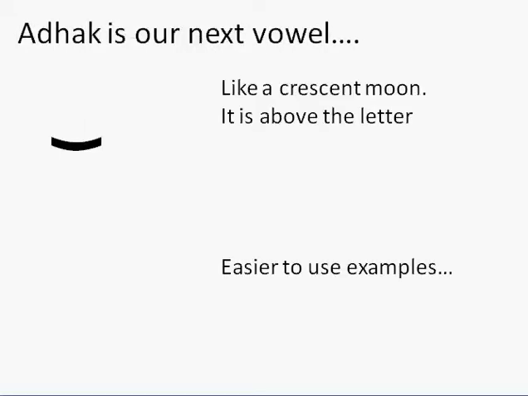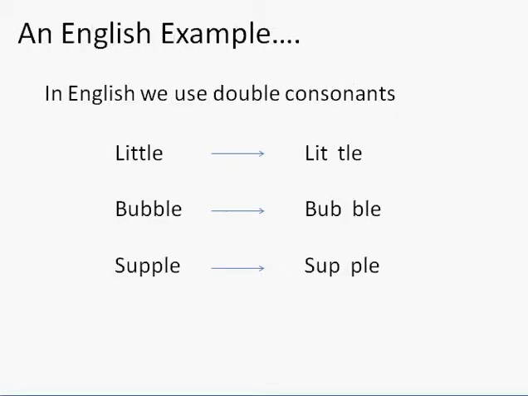Adhak is a crescent moon, and it is found above a letter. And what I'm going to do is use the examples like I did before. If you remember, I said in English, we have double consonants like words like little, where there's two T's, bubble, where there's two B's, and supple, where there's two P's. So little, bubble, supple, yeah, I know, mouthful. All of these are double consonants, okay?